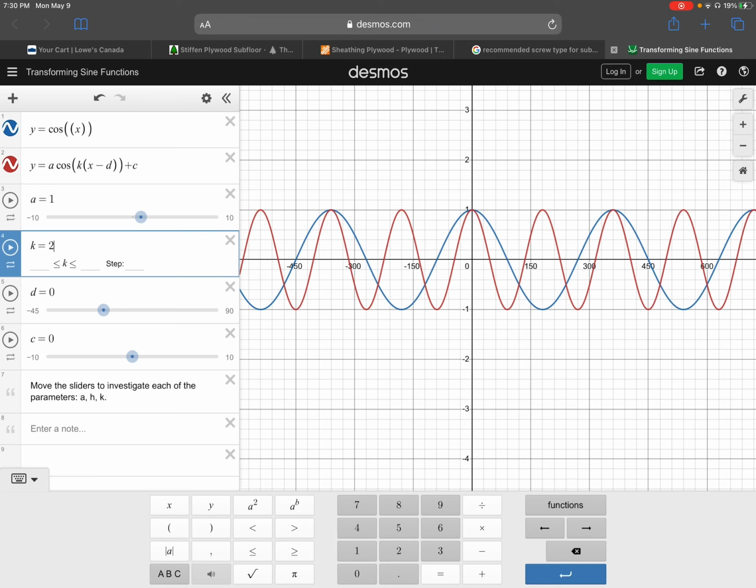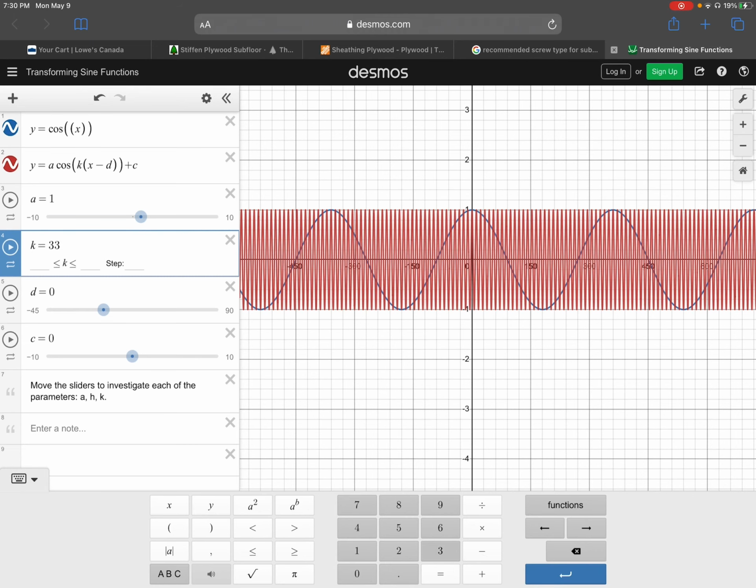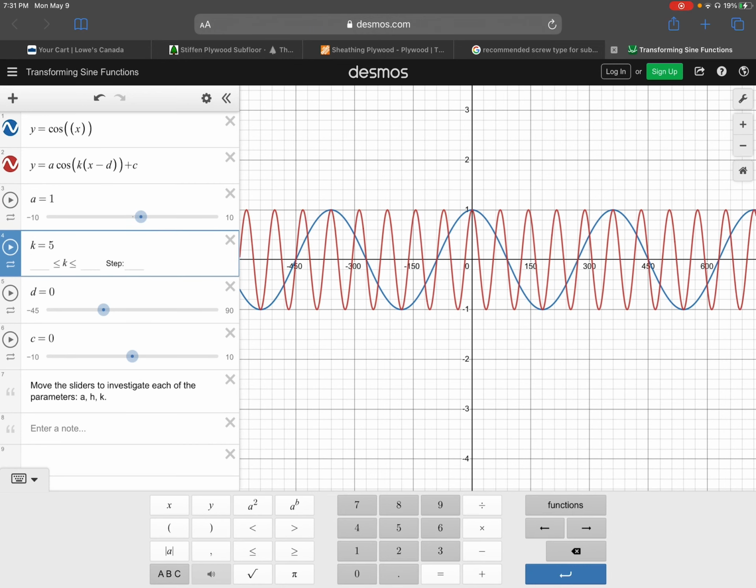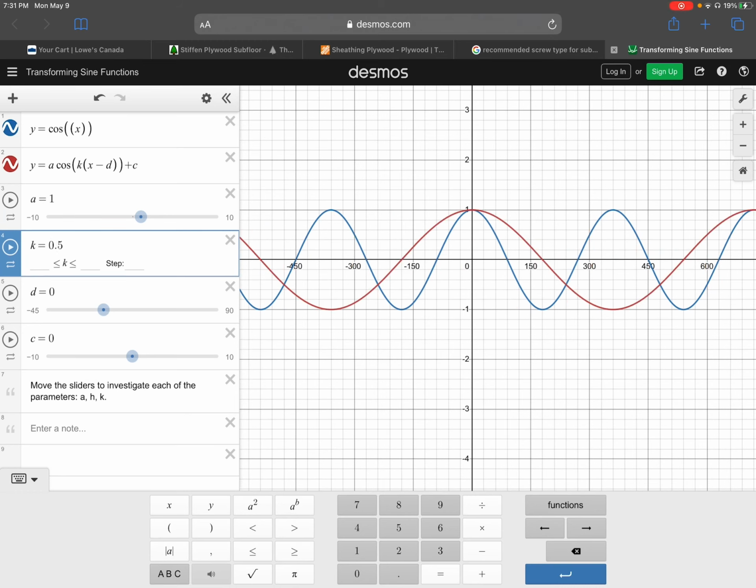A really good way of remembering what K does is this number 2 here tells us the number of cycles within 360. So right now there's 2. If I change it to 3, now we have 3 cycles within 360. Okay, if I change it to 5, there's going to be 5 cycles now. Okay. Notice if I change this to a half, now there's only a half a cycle within 360. Okay, so that's one way to remember what K does.